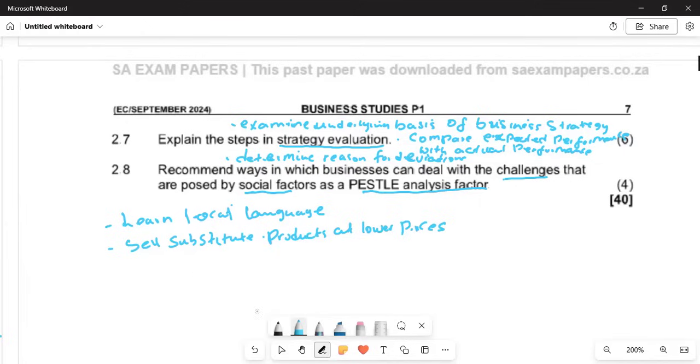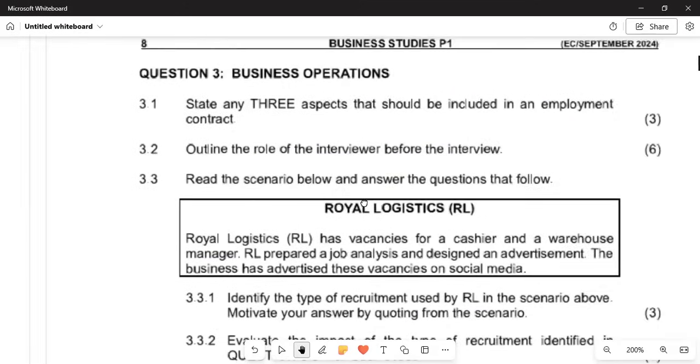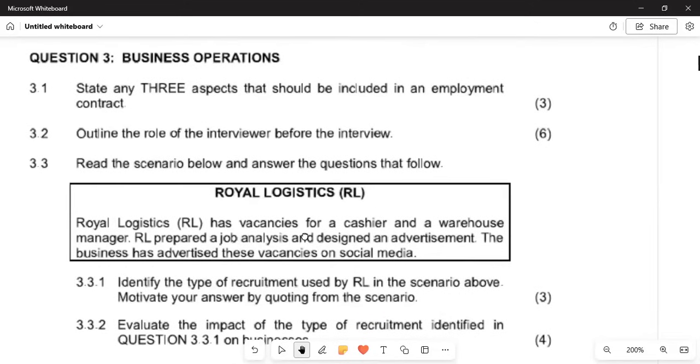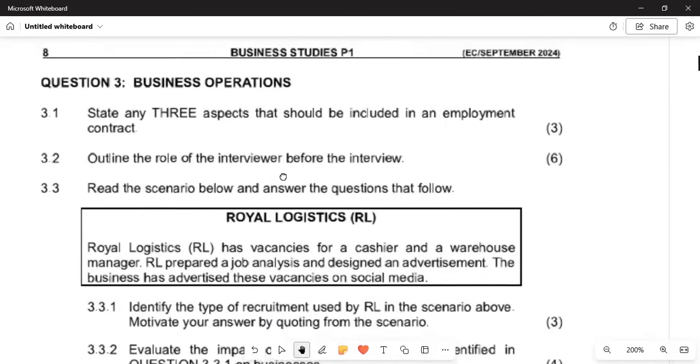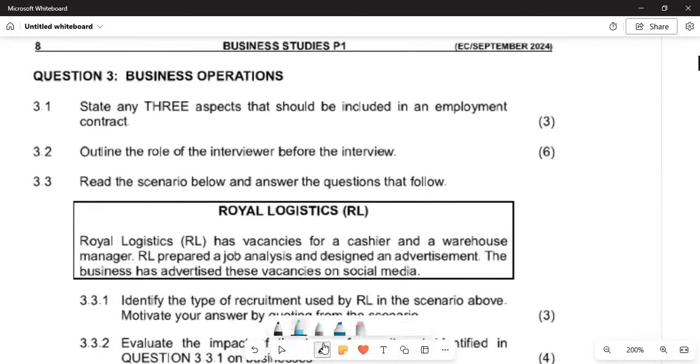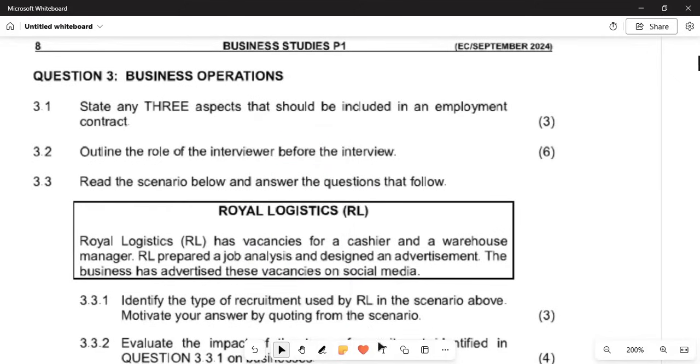So that is that. Now we are to move to question 3. So here is our question 3.1, which says: state any 3 aspects that should be included in an employment contract.